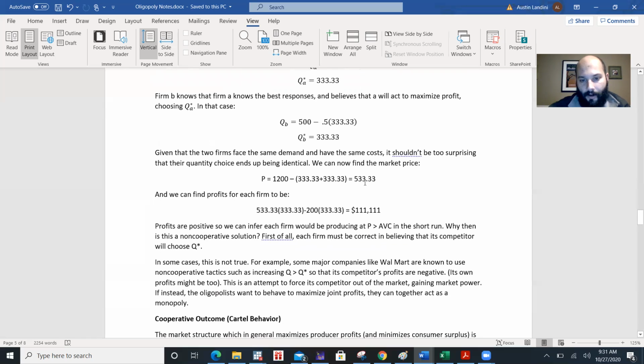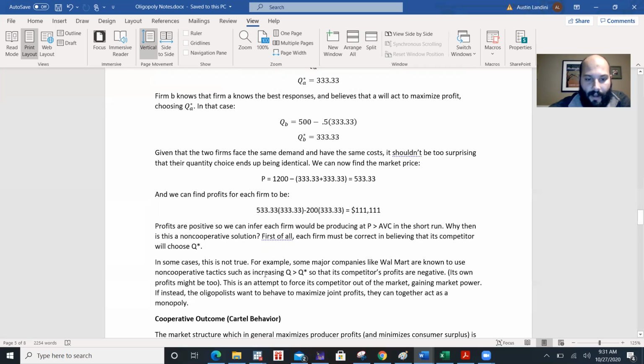What about market price? We know that market price is 1,200 minus the sum of the quantities. Then finally, we can find the profits for each firm. Price times quantity minus total costs. So the profits here are positive. We can infer that the firm would rather produce than shut down and produce Q equals 0.